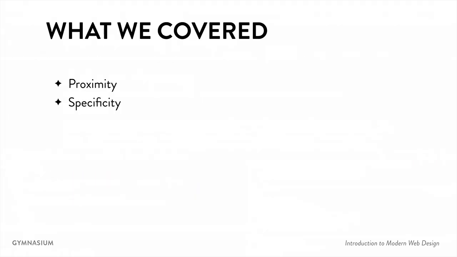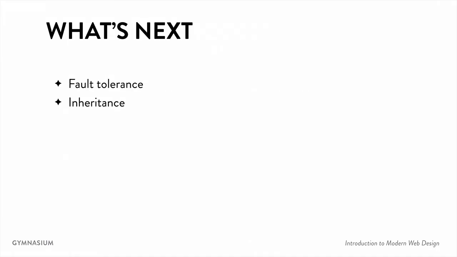So that wraps it up for this chapter. We've talked about proximity and specificity, and in the next chapter we're going to tuck into two other core concepts within CSS, fault tolerance and inheritance.